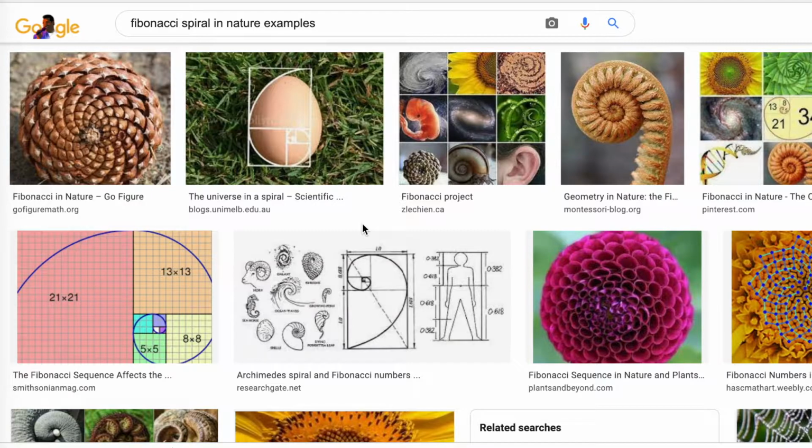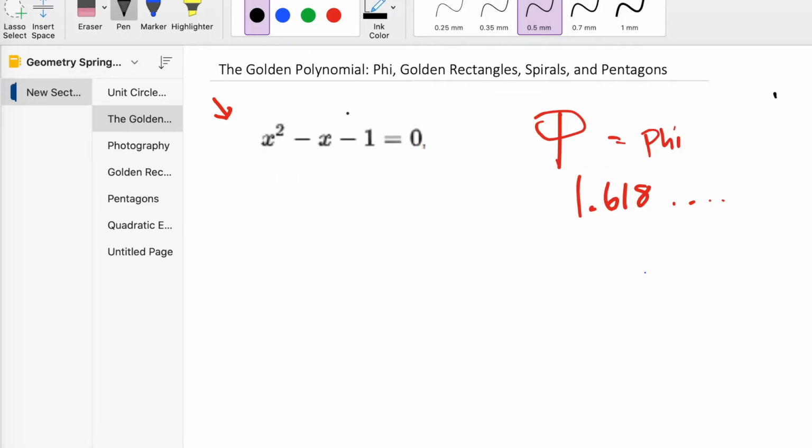We'll look at different aspects of the golden ratio, the golden spiral, how the number phi comes from the spiral and the proportions. And we could also take a look at how it works in photography. But really the main point here is also to show the algebra behind it.